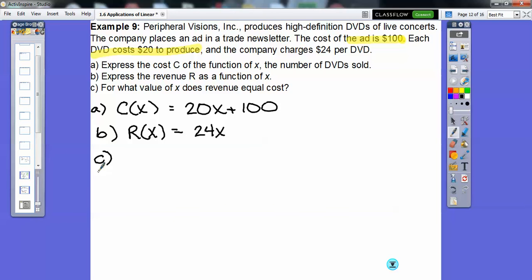Alright, for what value of x does revenue equal cost? So we want to know, this is what's called the break-even point. If you ever go out and start your own business, you're going to be very concerned with a break-even point. Because that's the point where the amount of money you bring in is the same as the amount going out, right? So what am I going to do here?